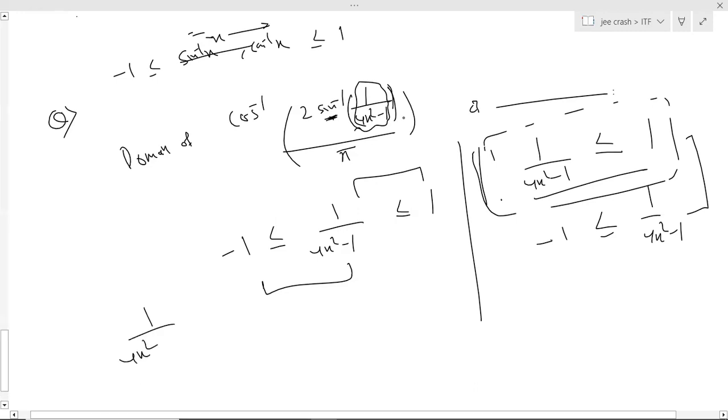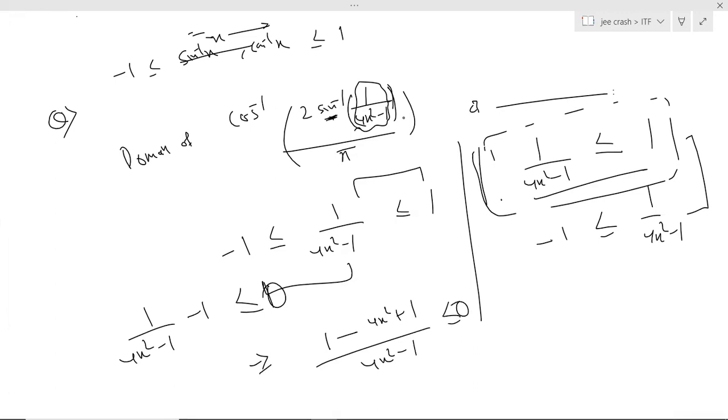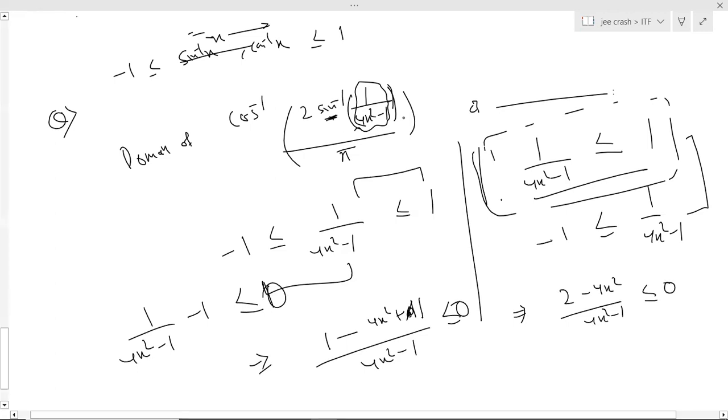So 1 minus 4x squared minus 1 should be less than or equal to 1, 0. So we can cross multiply, take the LCM. 1 minus 4x squared plus 1 upon 4x squared minus 1 is less than or equal to 0. So this implies 2 minus 4x squared upon 4x squared minus 1 is less than or equal to 0. Take 2 common. So this becomes 1 minus 2x squared, upon (2x) whole squared minus 1, less than or equal to 0.